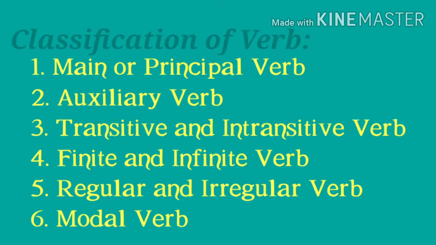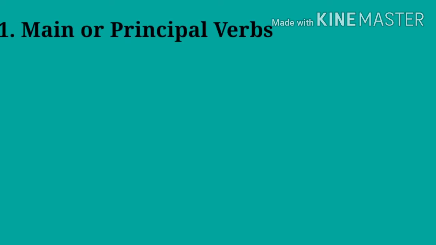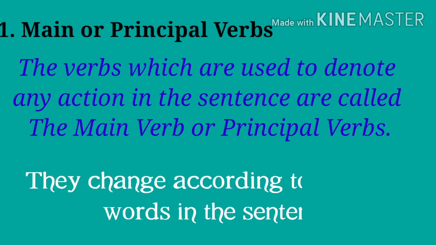Verbs can be classified into main or principal verb, auxiliary verb, transitive and intransitive verb, finite and infinite verb, regular and irregular verb, and modal verbs. Let us talk about them individually. First one is main or principal verb. The verbs which are used to denote any action in the sentence are called the main verbs or principal verbs.